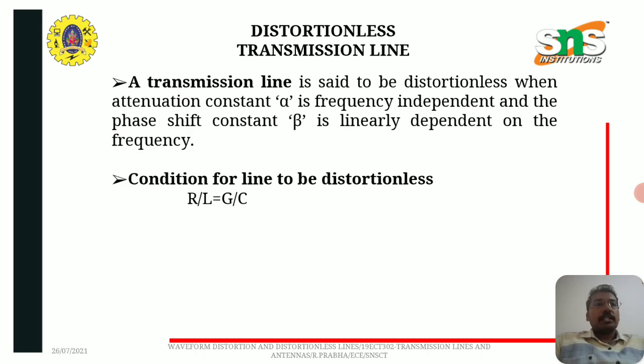A transmission line is said to be distortionless when the attenuation constant alpha is frequency independent and the phase constant beta is linearly dependent on the frequency. Condition for the line to be distortionless: R by L equals G by C.